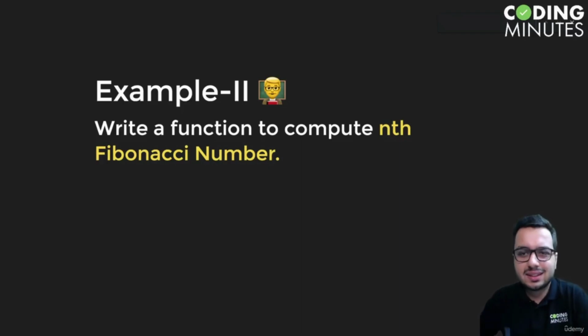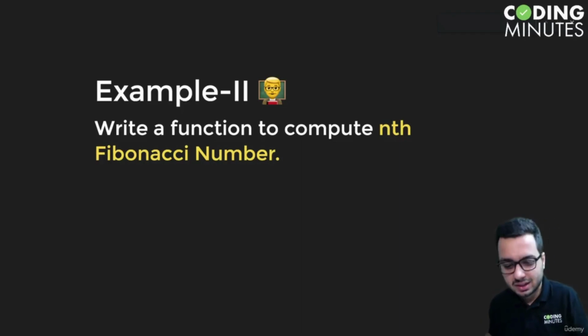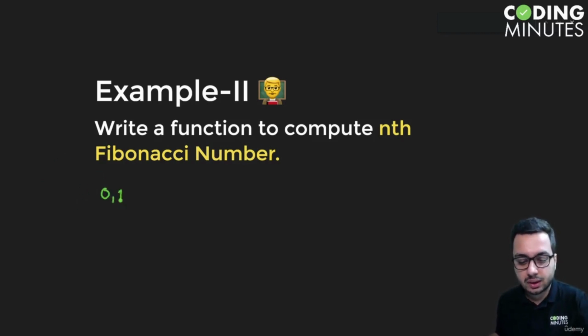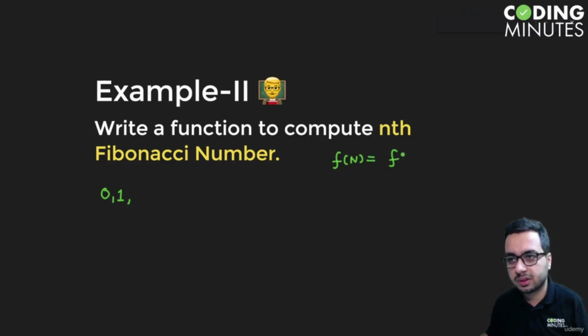Hi everyone, in this lecture we are going to learn how to write a recursive function to compute the nth Fibonacci number. If you have not heard about the Fibonacci series, it is a very simple mathematical series in which the first two terms are 0 and 1, and every ith term is the sum of the previous two terms. So the nth term is f of n minus 1 plus f of n minus 2.